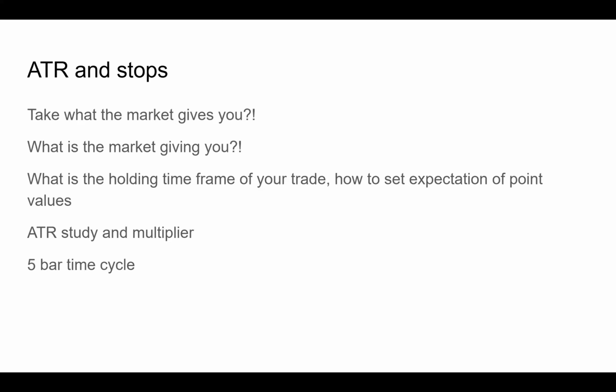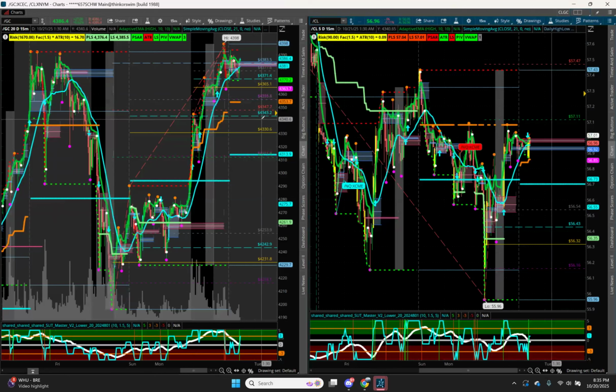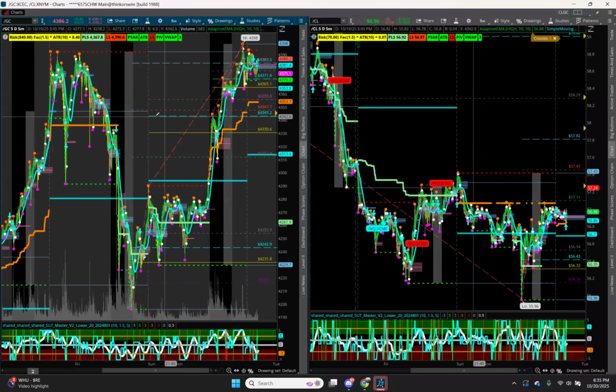What does the market give you? What does that even mean? How do you quantify what the market's giving you? I quantify what the market's giving me by using the average true range. If we go to this one I just shared, this yellow box at the top is an ATR code. I'm actually going to reload this real quick. This code is a little glitchy for some reason on the display.